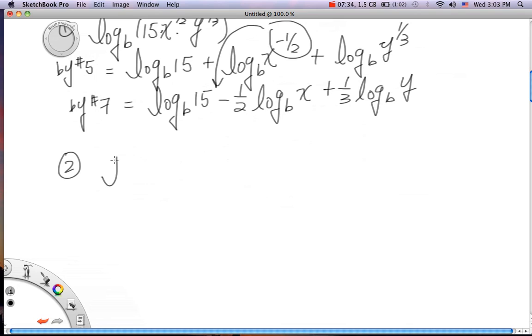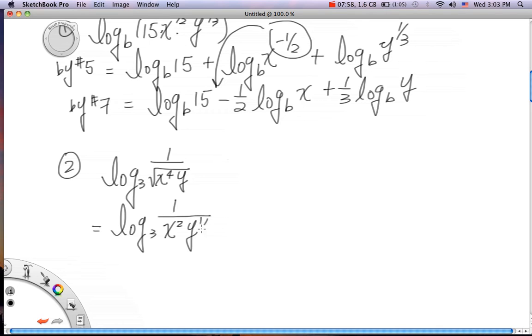Let's do log base 3 of 1 over the square root of x to the 4th y. Now, first of all, if you see radicals, the best thing to do is rewrite it as a rational exponent. And remember that is x to the 4/2, which is the second power, y to the 1/2, right? Because remember square root is the 1/2 power. Let me just write it on the side here. Just make sure you remember that means this. And then that means 4 over 2, 1/2.